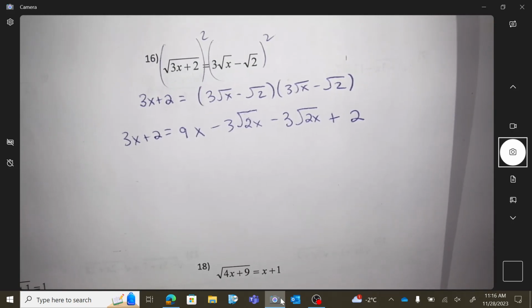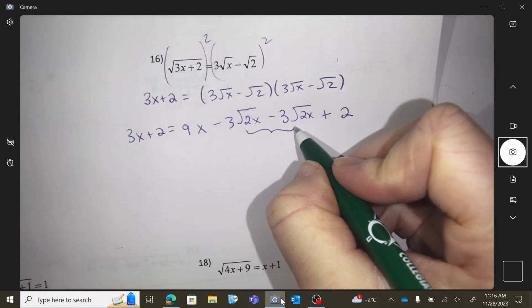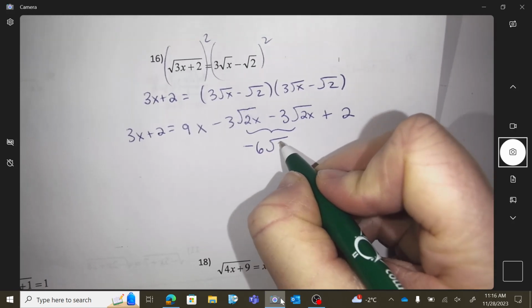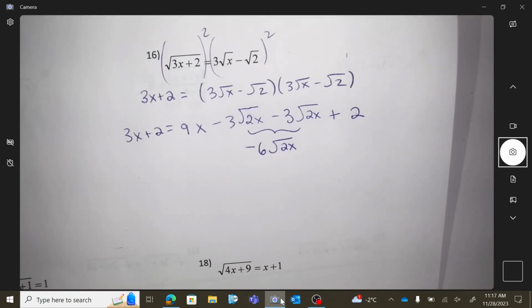Okay, so here would be my algebraic strategy now. Anything radical will get grouped together on one side. Everything not radical will be grouped together on the other side. Does that make sense with algebra? So let's put these together. If you have, how many root 2x's do you have? You have -6 of them now.